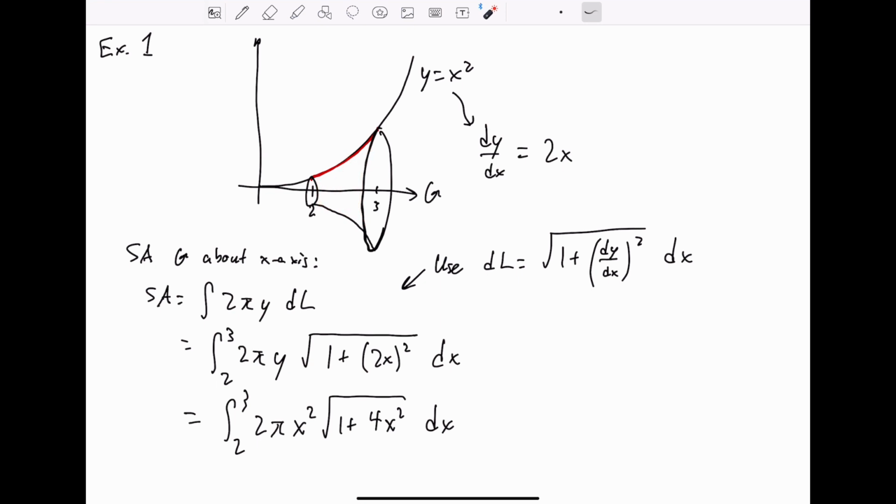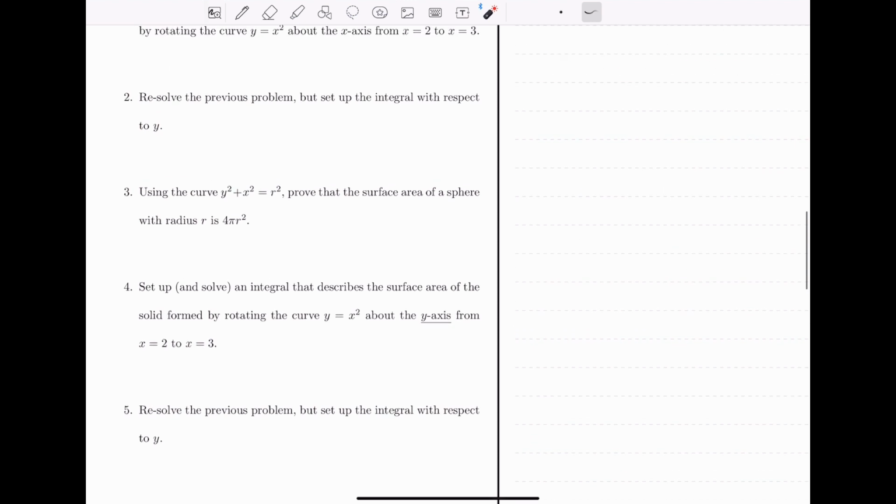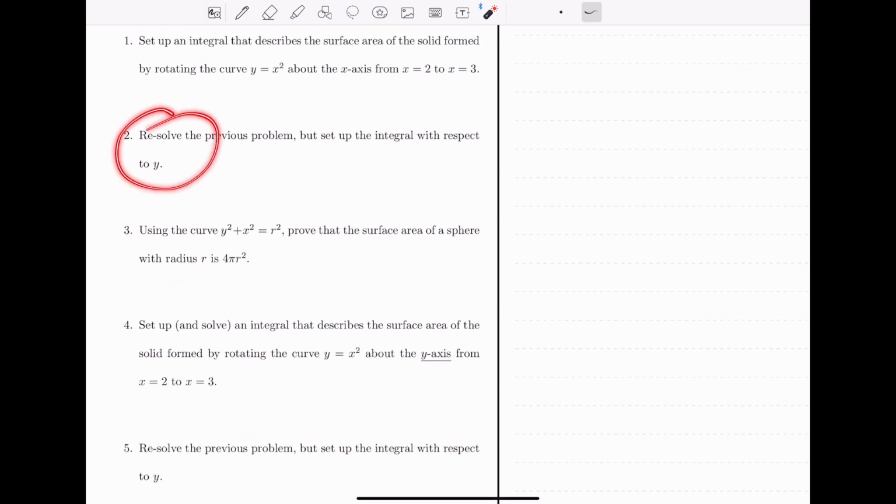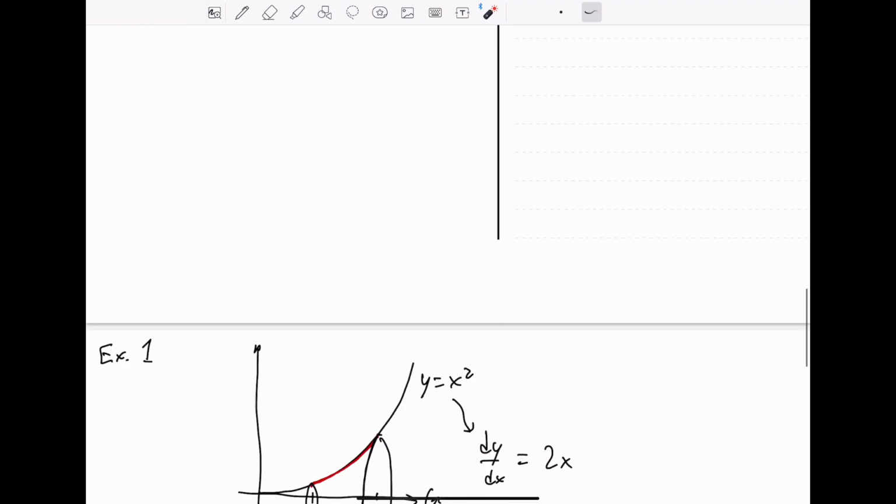Let's go ahead and take a look at problem 2. Problem 2 asks us to solve the same problem. We're still rotating about the x-axis, but we want to set up the integral with respect to y instead of with respect to x. So once again, we're not changing the axis of rotation. We are still rotating about the x-axis. And it doesn't actually matter which variable we choose to integrate with respect to. We can integrate with respect to x or y and have the same surface area, the same rotated shape. So let's solve example 2.